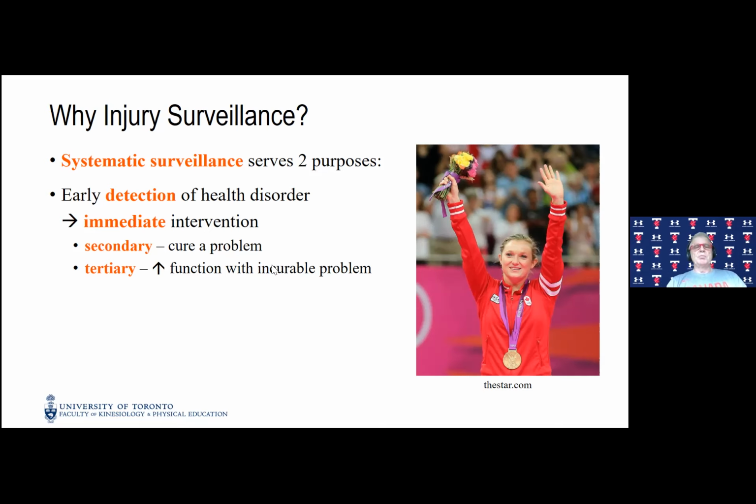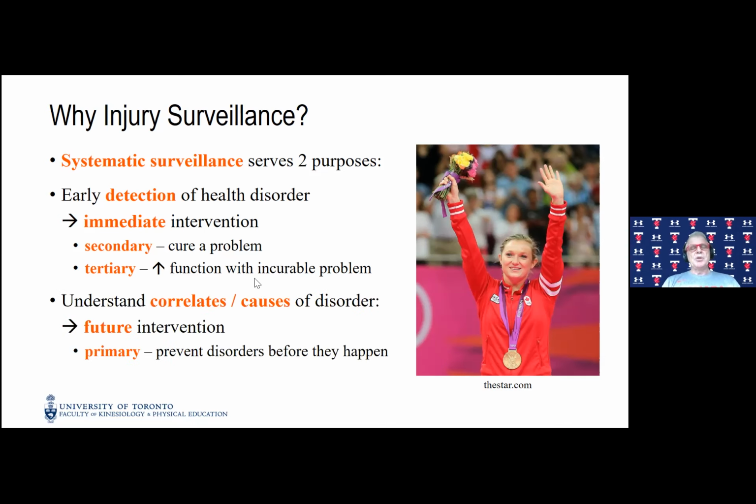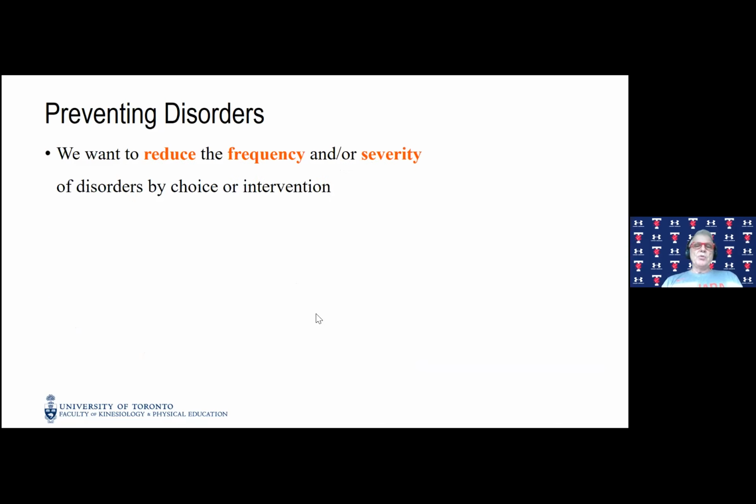But a larger purpose, and the one most people think about, is that by systematically studying and analyzing the data that are available on who's getting injured, how often, doing what, under what circumstances, if we can glean some information about causes, Dr. Schreier will talk about that, or perhaps just correlates of disorder, we can design primary preventive interventions in the sport system to reduce the frequency of health disorder associated with sport and physical activity and improve performance outcomes. So those are the reasons that we do it.